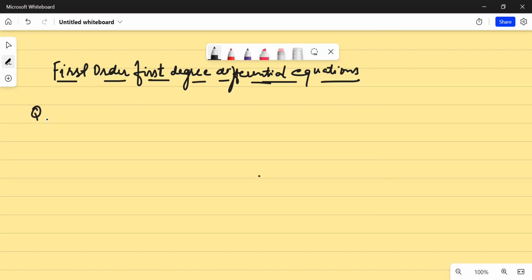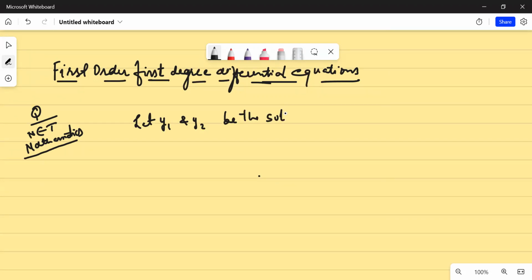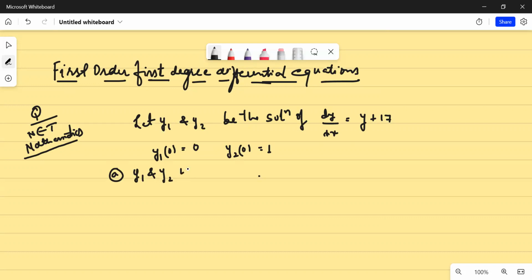So let us start with another question today, and this is again asked in the NET examination for mathematics people. Yeah, simple question. That's why I'm sharing it with you. It says: let y1 and y2 be the solutions of dy/dx = y + 17, with conditions y1(0) = 0 and y2(0) = 1. Then option A says y1 and y2 will never intersect.